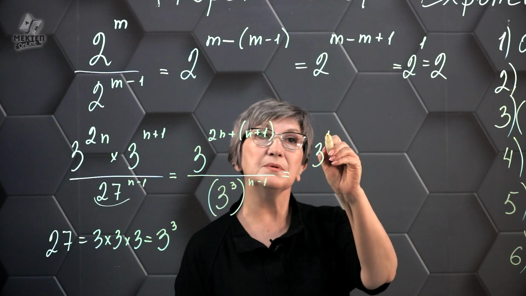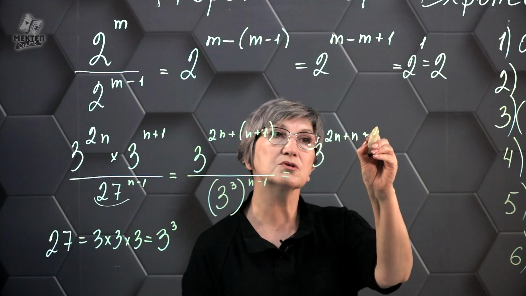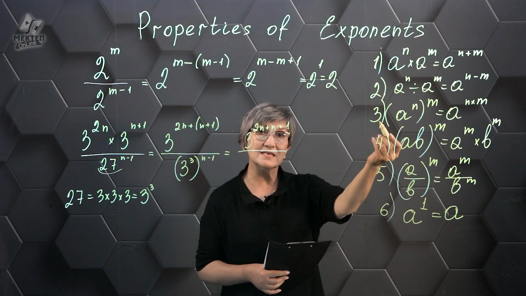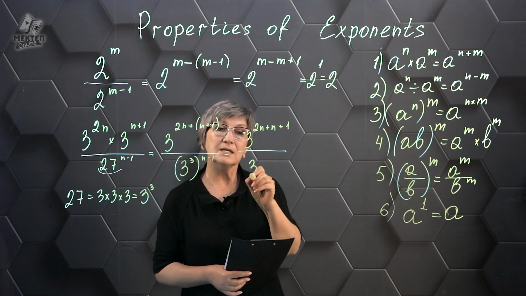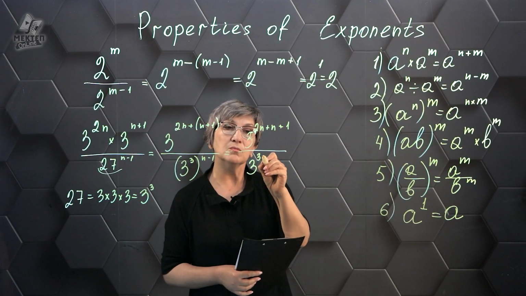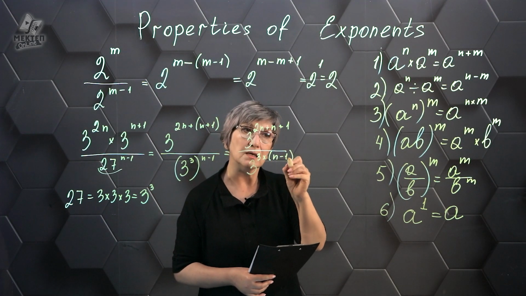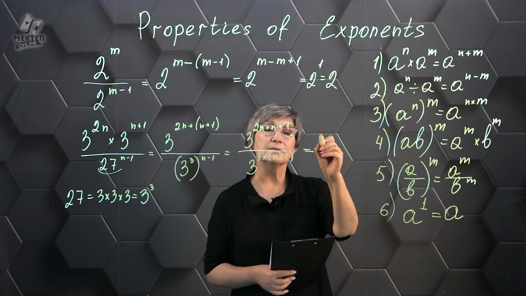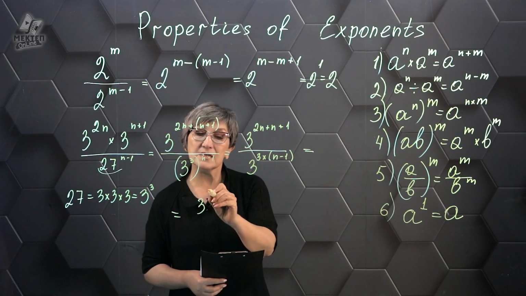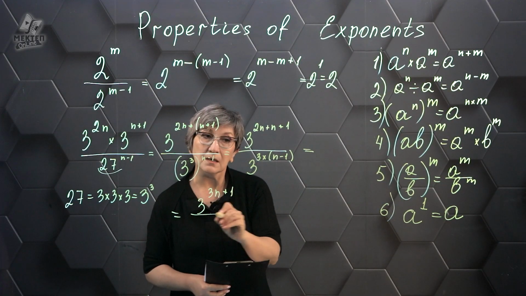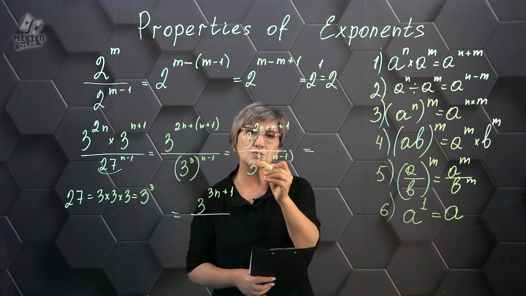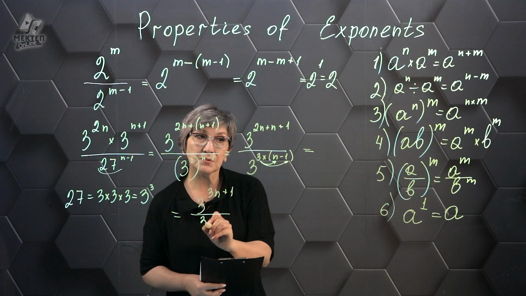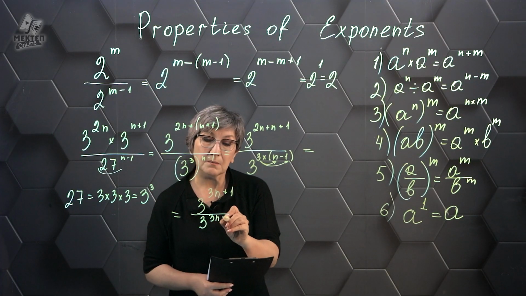In the numerator, I can write 3 to the power of 2n plus n plus 1. Divide. But in the denominator, I have to apply the third property first, and the result is 3 to the power of 3 times (n minus 1). I put the expression in parentheses again. Equals, in the numerator, 3 to the power of 3n plus 1. In the denominator, I expand the parenthesis: 3 times n and 3 times minus 1. The result is 3 to the power of 3n minus 3.